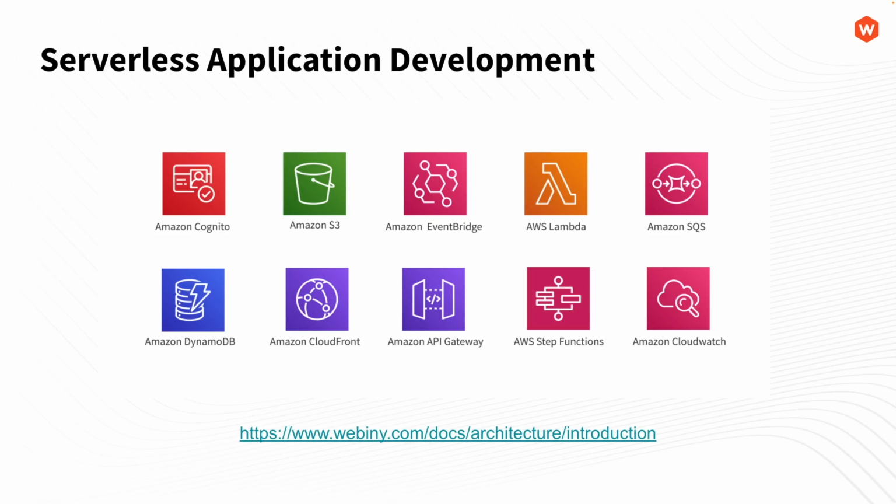So we did mention that Webiny is a serverless first product. And as we can see here, it relies on Amazon Cognito for storing user identities. It relies on Amazon S3 for storing files. And it also relies on AWS Lambda for running all of its application code. For more information, make sure to check our website, where you can find all of the information on how these work together.